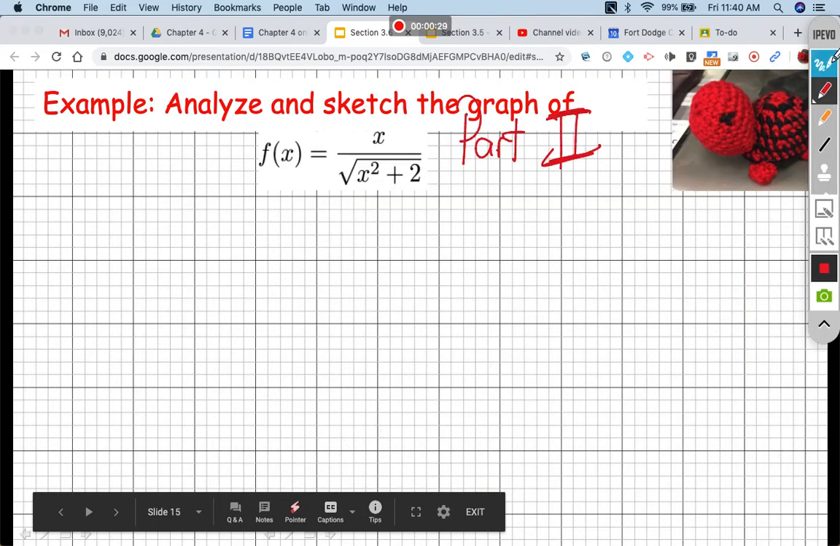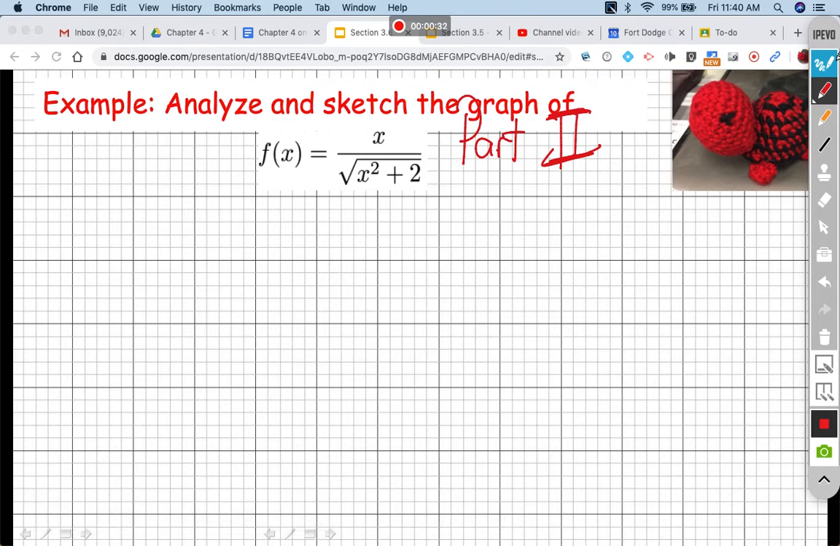So we're down to this one here next. X over the square root of x squared plus 2. So give this one a try.